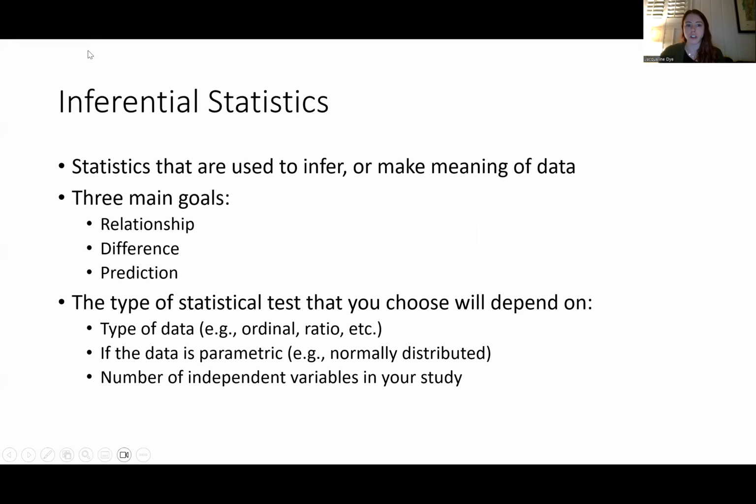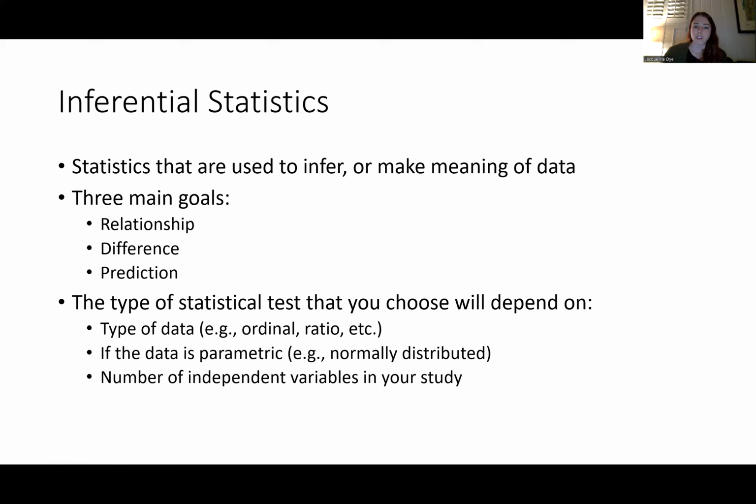So inferential statistics are statistics that are used to infer or make meaning of the data that we collect. And there's 3 main goals of inferential statistics, depending on the research question. So these are statistics that look at or assess a relationship or a correlation between 2 variables, statistics that assess for a difference among groups or among variables, and statistics that look at whether one variable predicts another or one variable predicts many other outcomes.